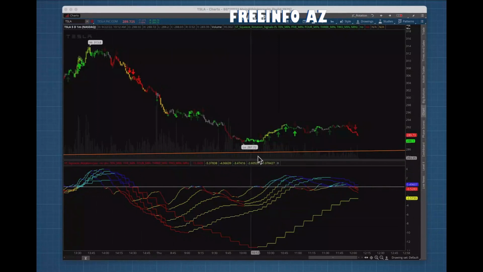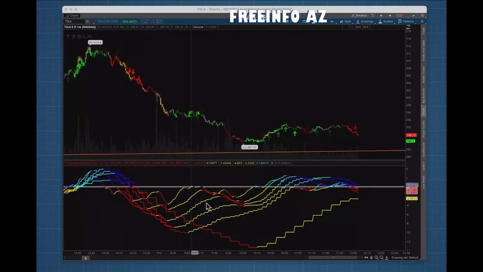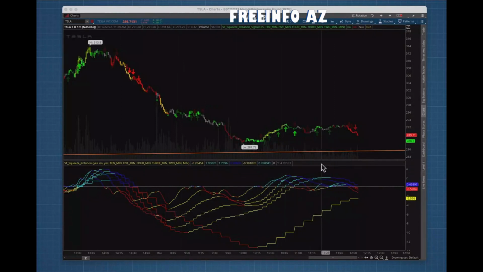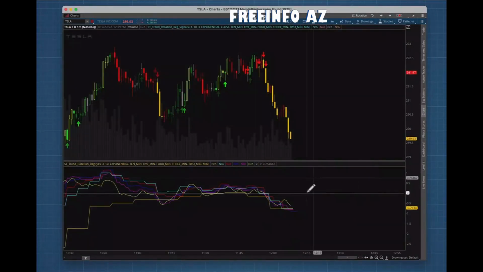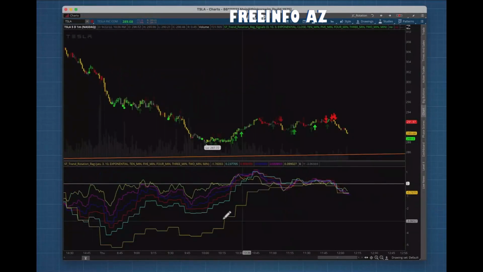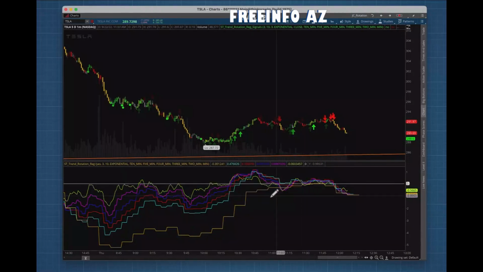But one of the things John wanted to do was take the same basic idea that we've done with the squeeze histogram and apply that to a different type of oscillator, a faster oscillator, so maybe we can catch the turns a little bit quicker, a little earlier. Hence this version, which is called the trend rotation indicator. We've taken a basic moving average oscillator and applied the exact same idea to it, such that we can use it the exact same way, but maybe in a little bit quicker fashion.